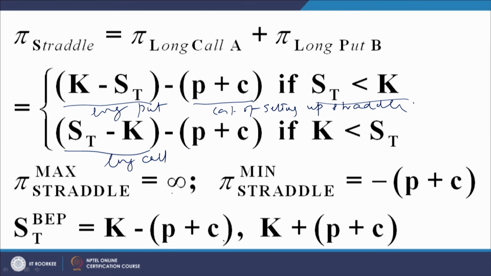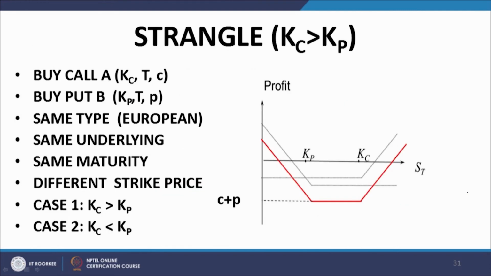analytically. The maximum profit is infinite, as you saw, it's unbounded. The minimum is the cost of setting up the strategy. The maximum loss is the cost of setting up the strategy. Then we talk about the strangle. Now there can be two types of strangle. One is Kc is greater than Kp. The other can be Kc is less than Kp. We will take them up separately. Let us first talk about Kc is less than Kp.